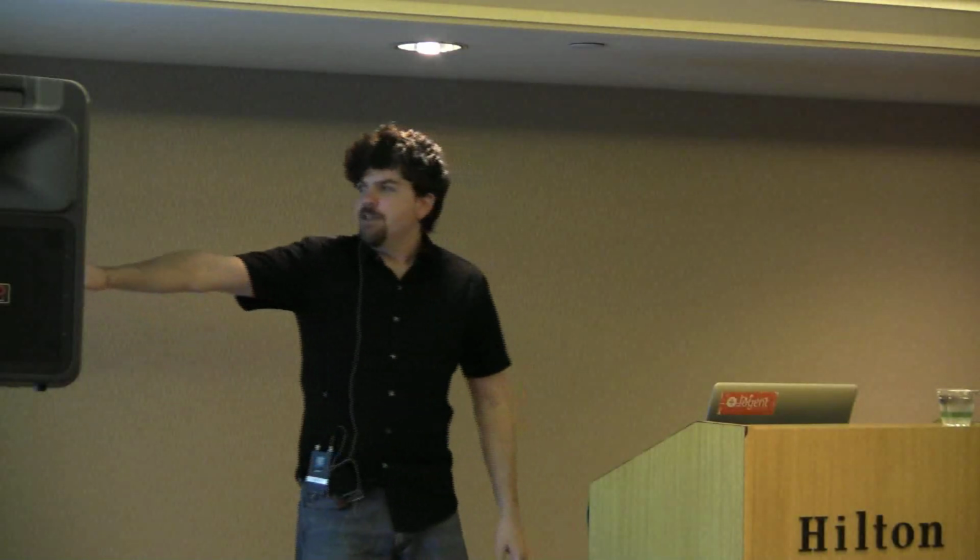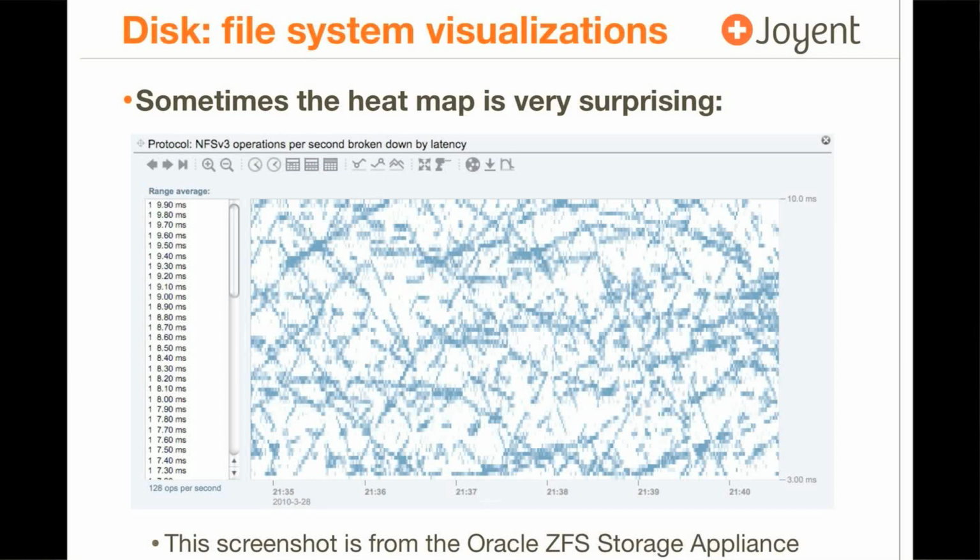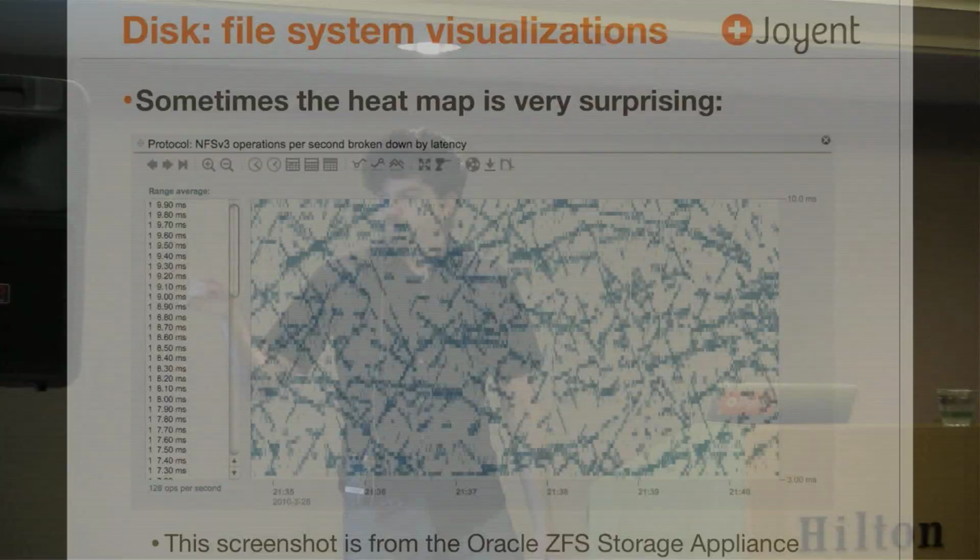Just as a different type of file system heat map, this one was very surprising. I caught that from an Oracle ZFS Storage Appliance. This is showing NFS latency. NFS is a file system type, and it was caused by a pool of disks where I'm not entirely sure why, but I know why some lines are moving up and some lines are moving down. It's because it's a mirrored pool of disks, and you have each side of the mirror. One has increasing latency, while one has decreasing latency.